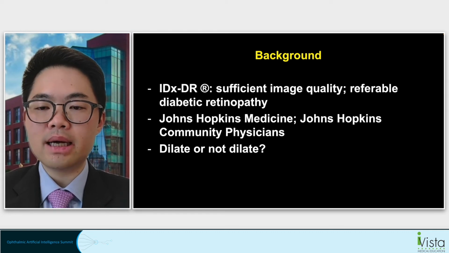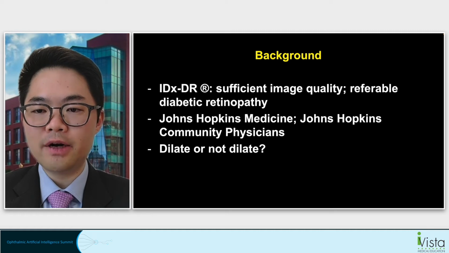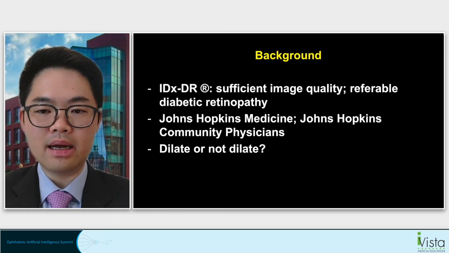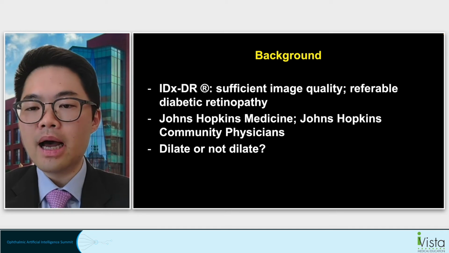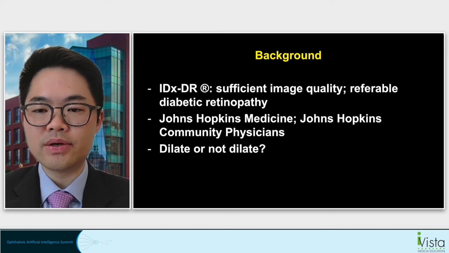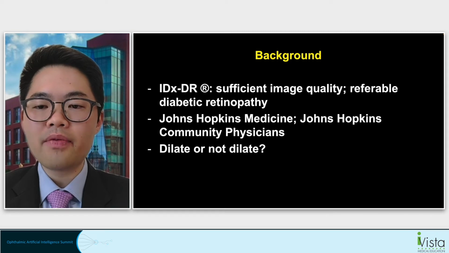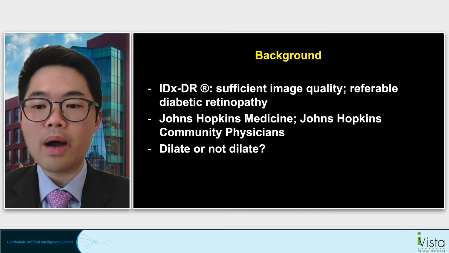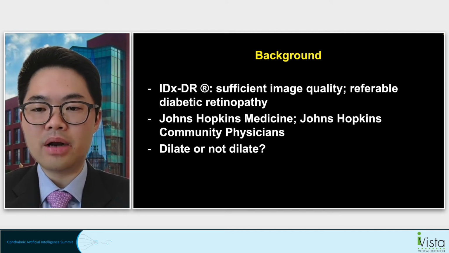We deployed this system at 4 different primary care clinics. These are outpatient-based, community-based primary care clinics, so not situated in a big hospital. When we first decided to deploy the system, one of the biggest questions that we and the clinics had in mind was whether the patients should be dilated or not.